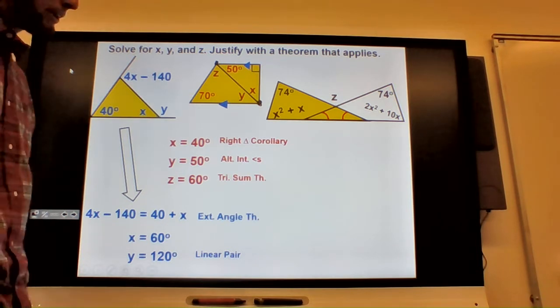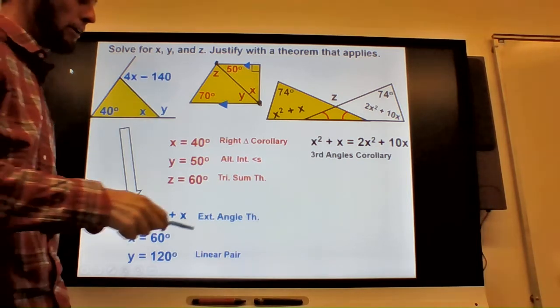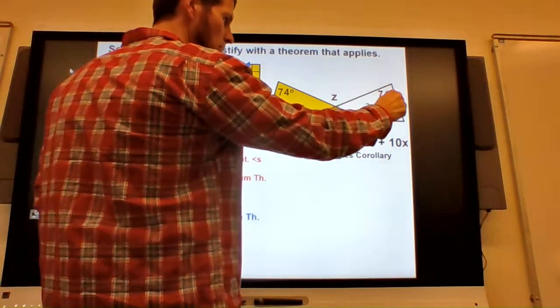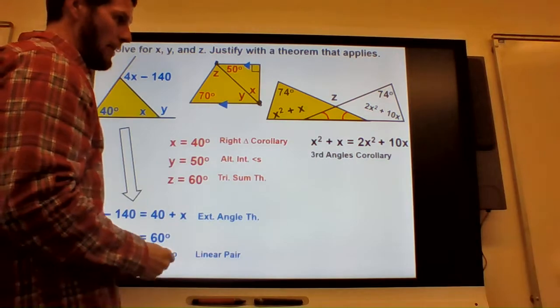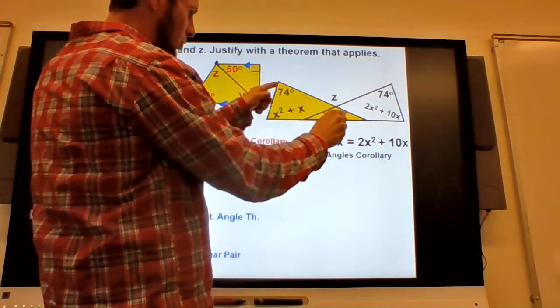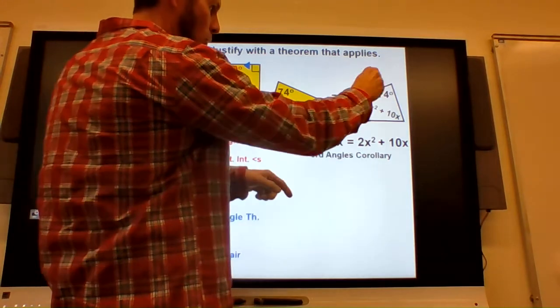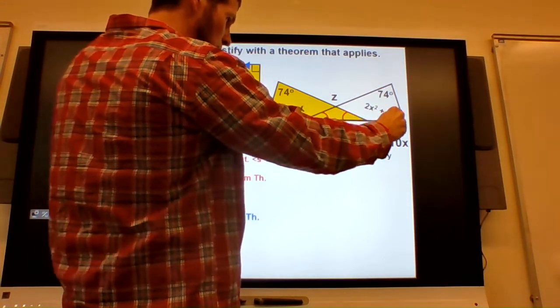And this one takes a few minutes. So this is a classic example of a third angles corollary. There's overlapping triangles. That's why I have the yellow color up here to see the overlapping triangles. And they have two congruent angles. This triangle has a 74 and a whatever that is. And the white one here has a 74 and whatever that is. Which means these have to be equal to each other.